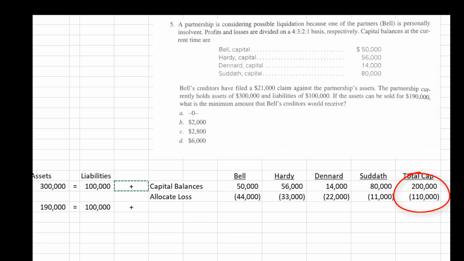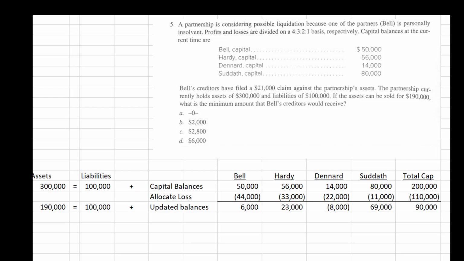So now let's update their capital balances. I've updated each person's capital account, and you can see now their capital accounts total $90,000. Add that to the liabilities, and the balance sheet is back to being balanced. What's the problem, though, is Denard now has a negative capital balance. We're going to ask Denard to send in money, but there's no guarantee he will. So right now we have to assume Denard is never going to pay us. So we have to allocate Denard's negative capital balance to the other three partners. And again, you don't do it equally. It's based on their loss sharing ratios.